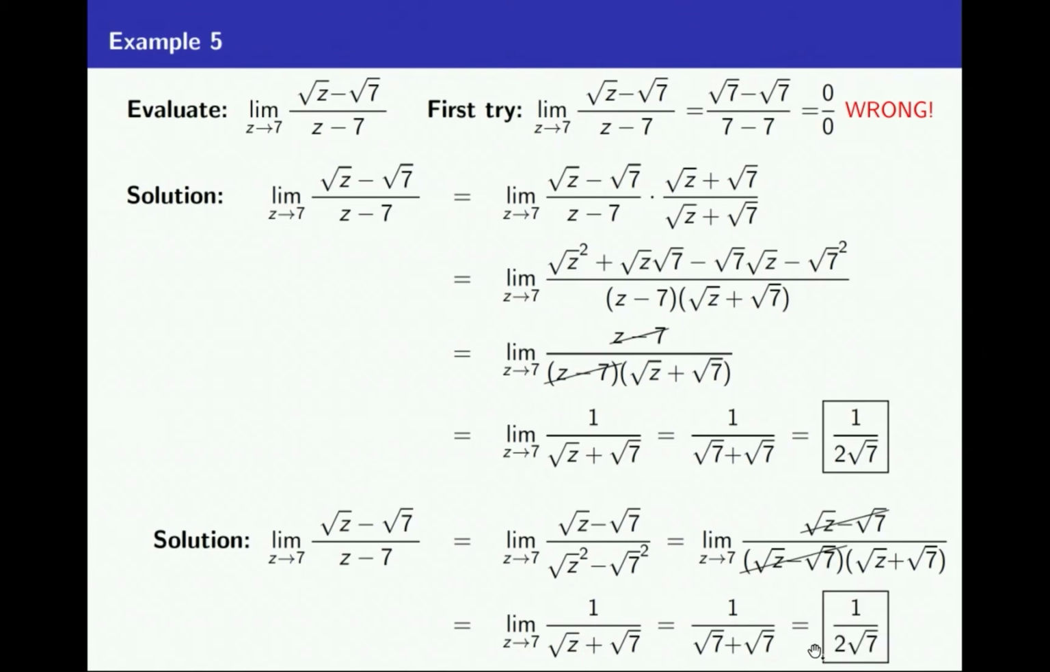And that's 1 over 2 square root of 7. Of course, exactly the same answer that we got above. So of course, there are many, many different ways to solve these problems. Two valid solutions of this one shown here.